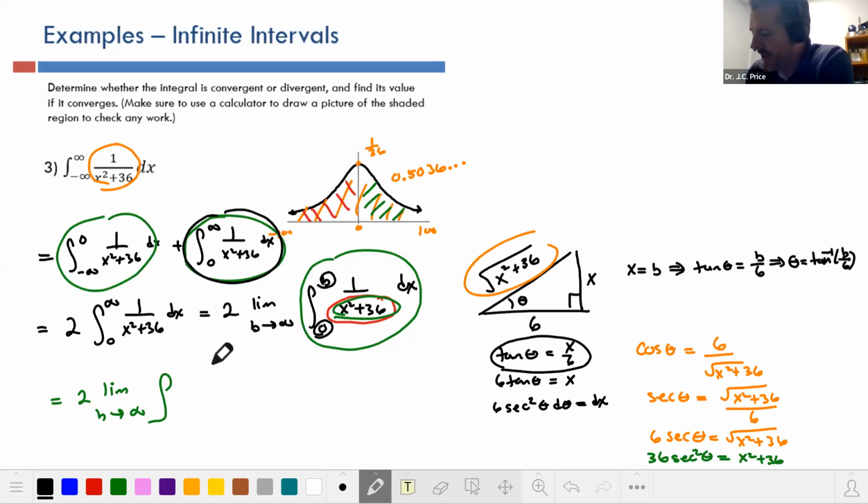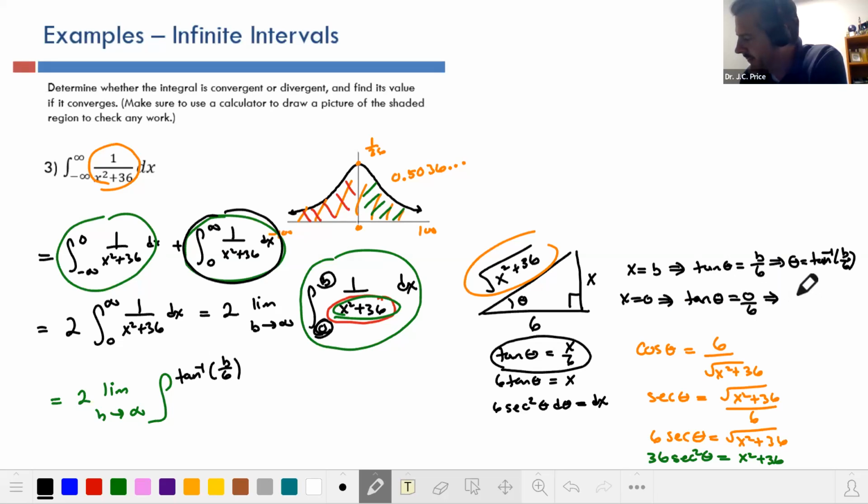So that's my upper limit: tan inverse of b divided by 6. And then what happens when x is equal to 0? That implies tan of theta is equal to 0 over 6, which is just 0. So theta equals tan inverse of 0. And remember, tan inverse of 0 is just 0. It's like, what angle, when you take the tan of it, gives 0 back. And so then the bottom limit is now 0.